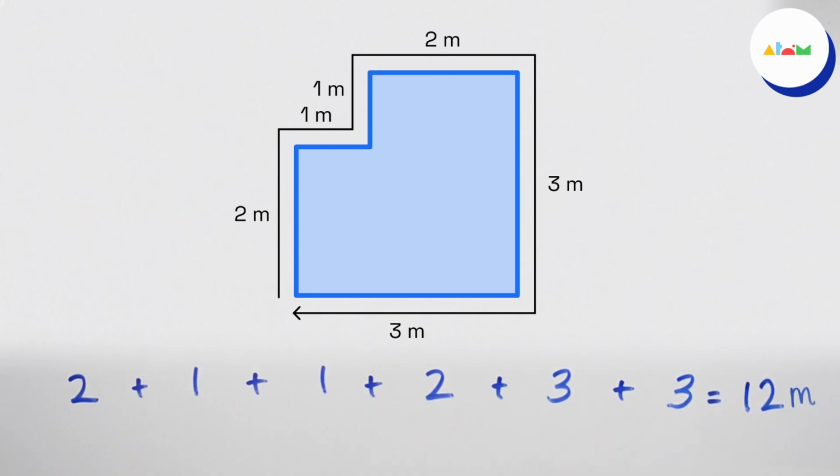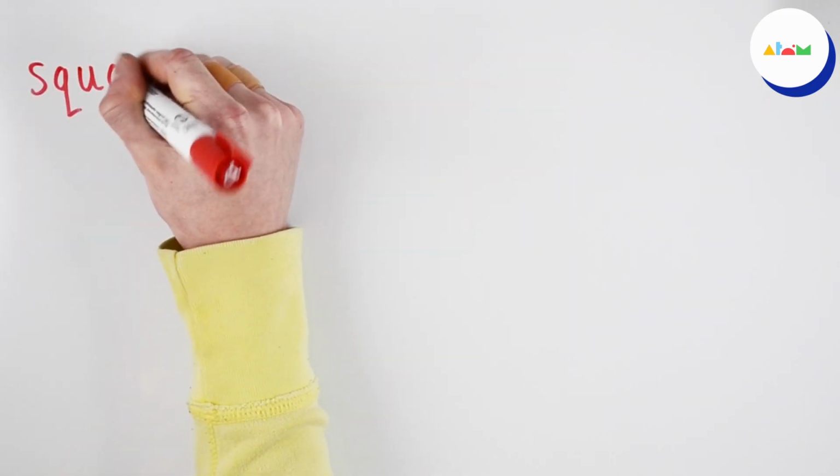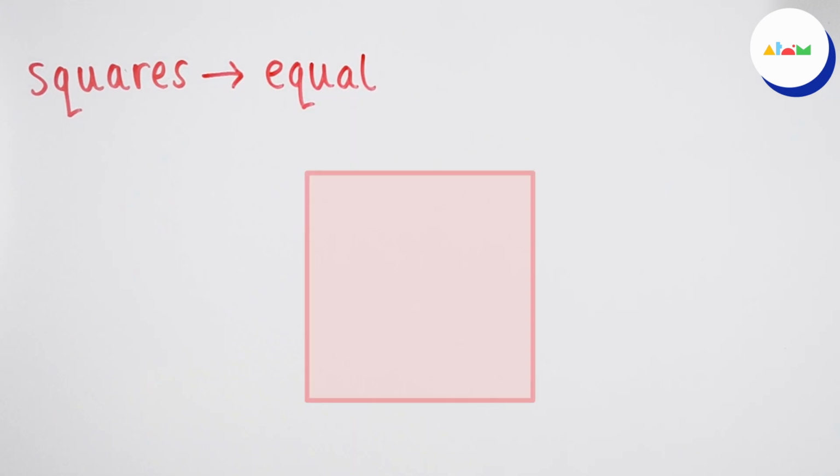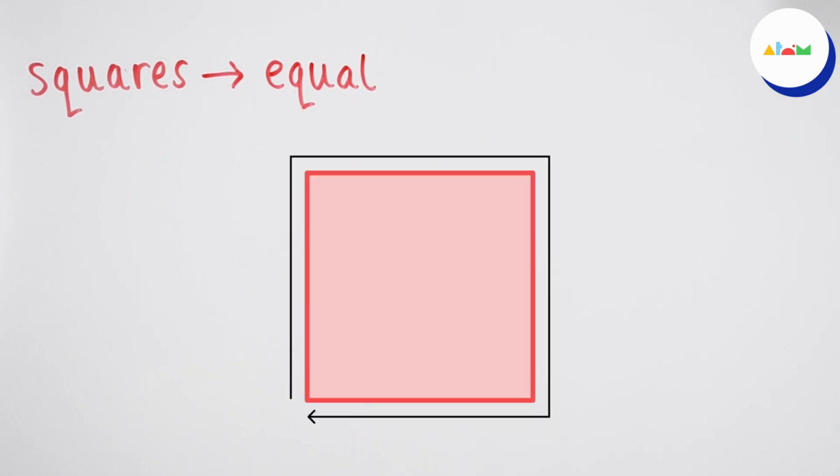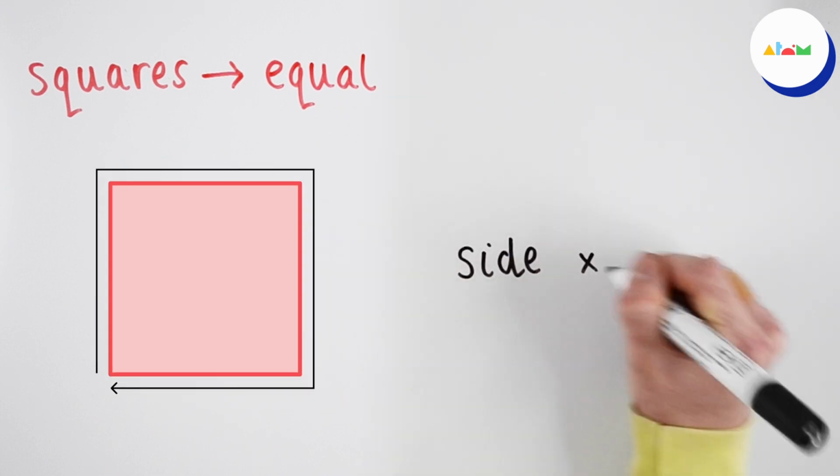There are also some other formulas that can help you calculate perimeter. Squares have 4 sides that are all equal in length. Therefore, to work out the perimeter of a square, we can multiply the length of one side by 4.